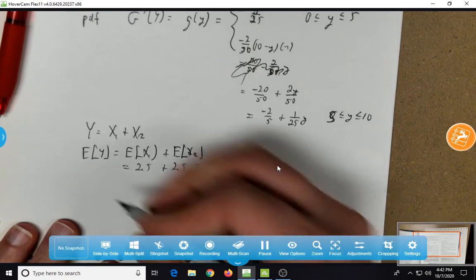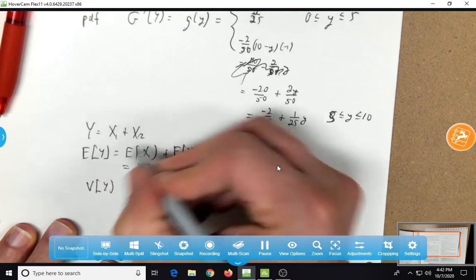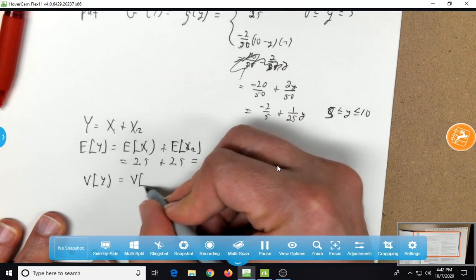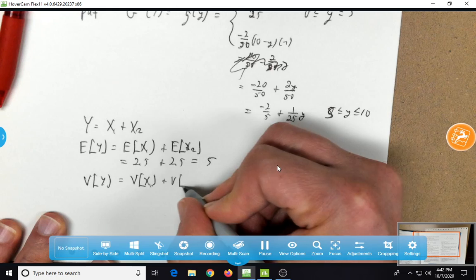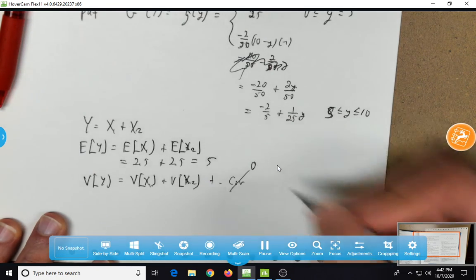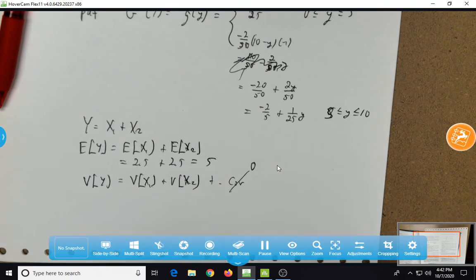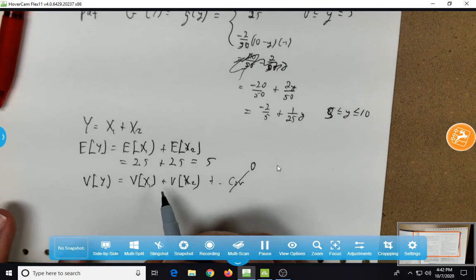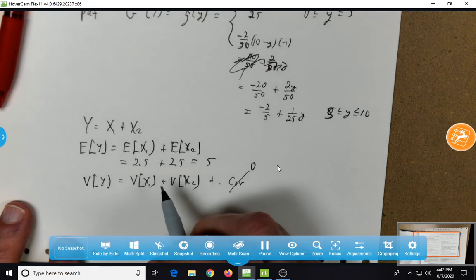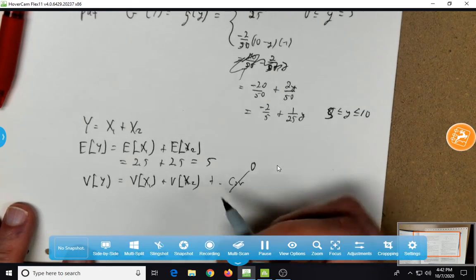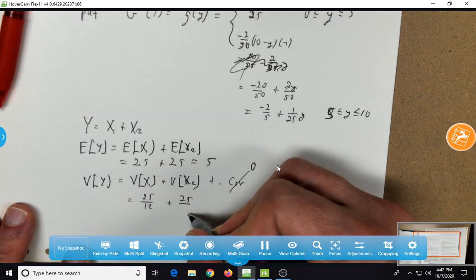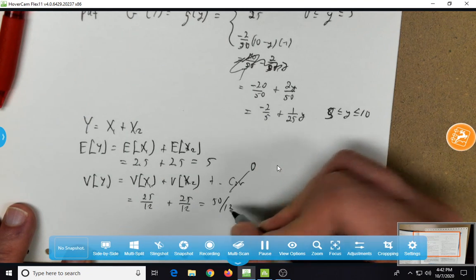And also the variance of y, again being x1 plus x2 of these two uniform distributions, will be the variance of x1 plus the variance of x2 plus some covariance stuff, but since they're independent, this will be 0. And so the variance that we figured out earlier as 5 minus 0 squared over 12 was 25 twelfths plus 25 twelfths, which will give us 50 twelfths.